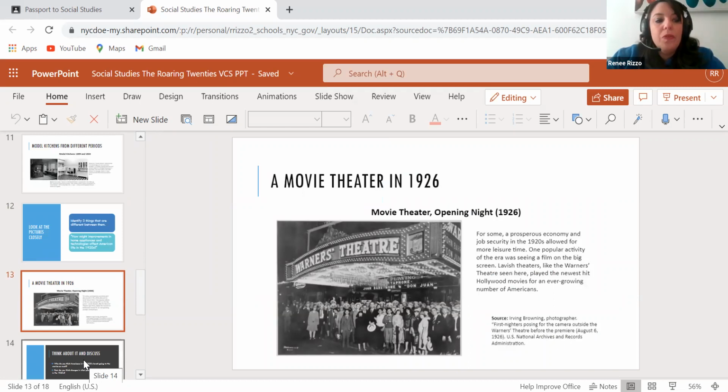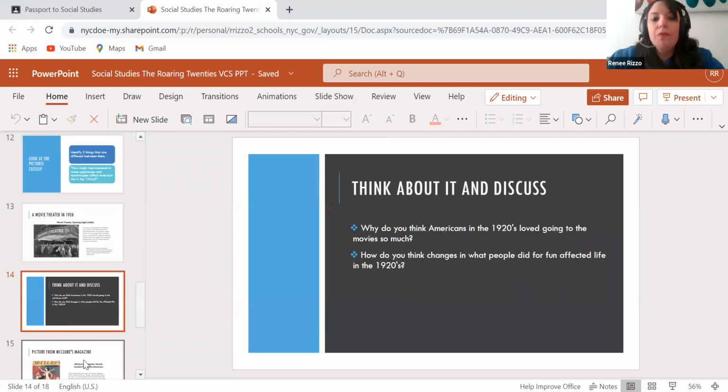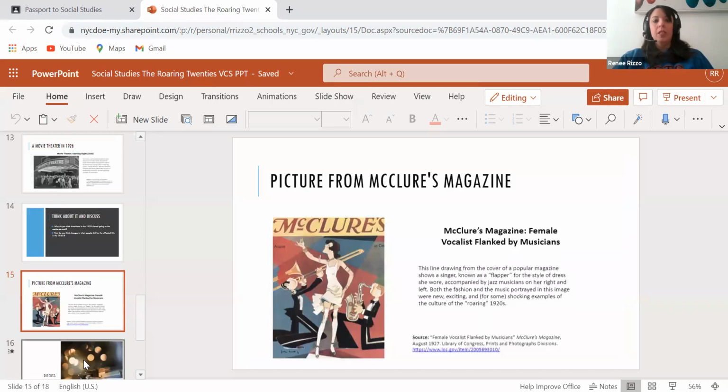So this is a movie theater in 1926. Think about it and discuss. Why do you think Americans in the 1920s loved going to the movies so much? How do you think changes in what people did for fun affected life in the 1920s? This is another good moment to pause so that you could talk to your classmates about this.